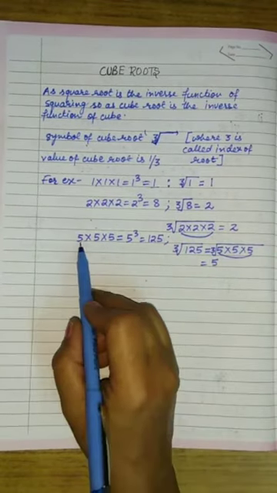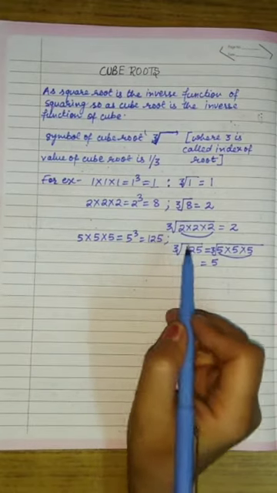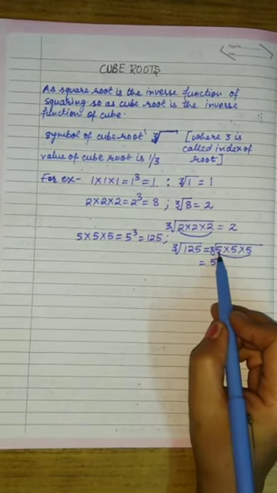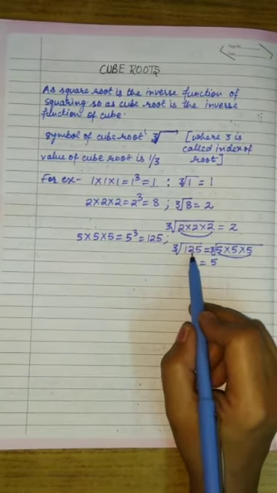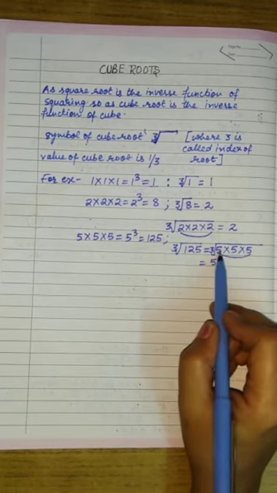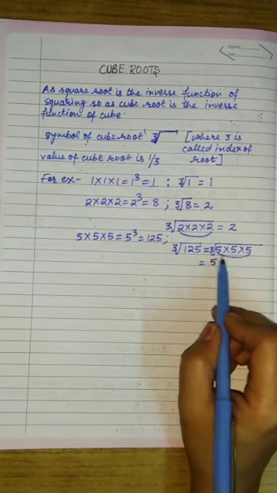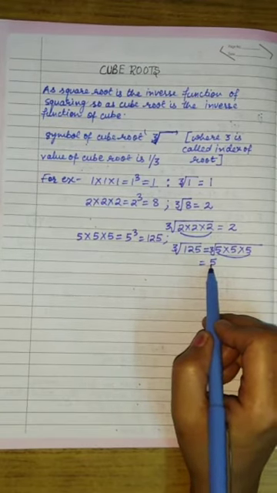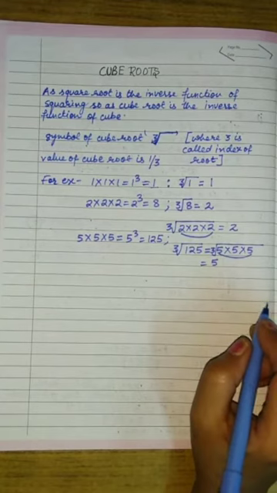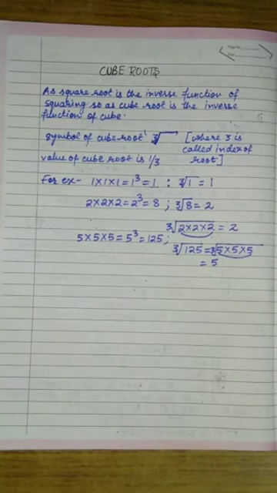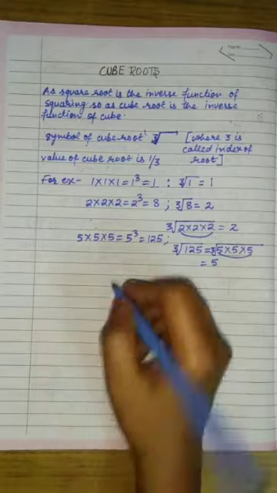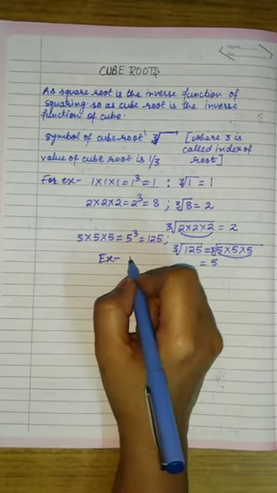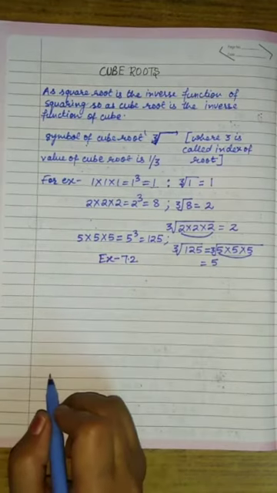One more example, 5 into 5 into 5 is 5 cube is equal to 125. So cube root of 125 is 5, as we find the prime factors of 125 and we got 5 into 5 into 5. Taking 1 from this triplet, we got cube root of 125 is equal to 5. Now in exercise 7.2, question number 1, we will find the cube root of given numbers by prime factorization method.